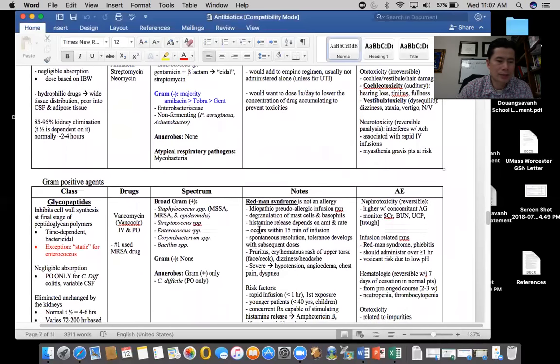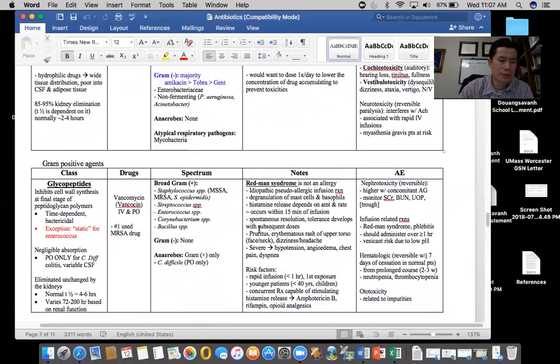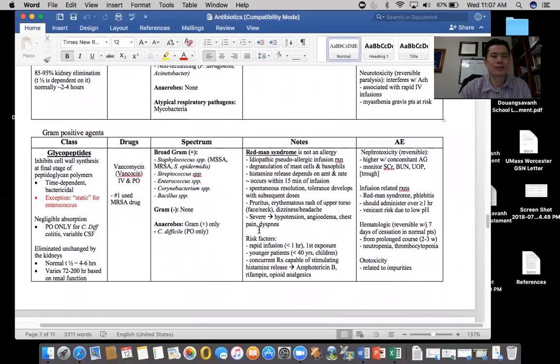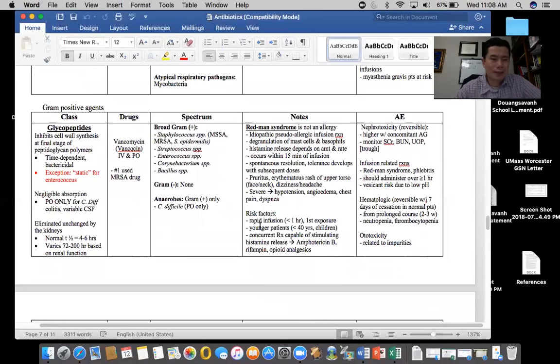Glycopeptides, here's your vancomycin, the number one drug used for drug-resistant MRSA. It's funny sometimes: somebody is VRE positive, and the doctors will order vancomycin, but the initials stand for vancomycin-resistant enterococci. So you want to change to something else. It inhibits the cell wall, since it acts at the final stage of peptidoglycan polymer synthesis.